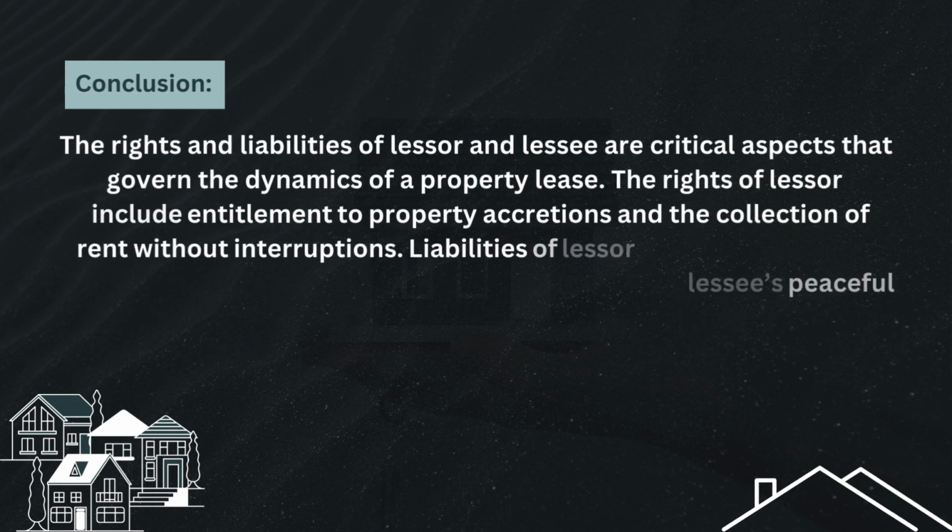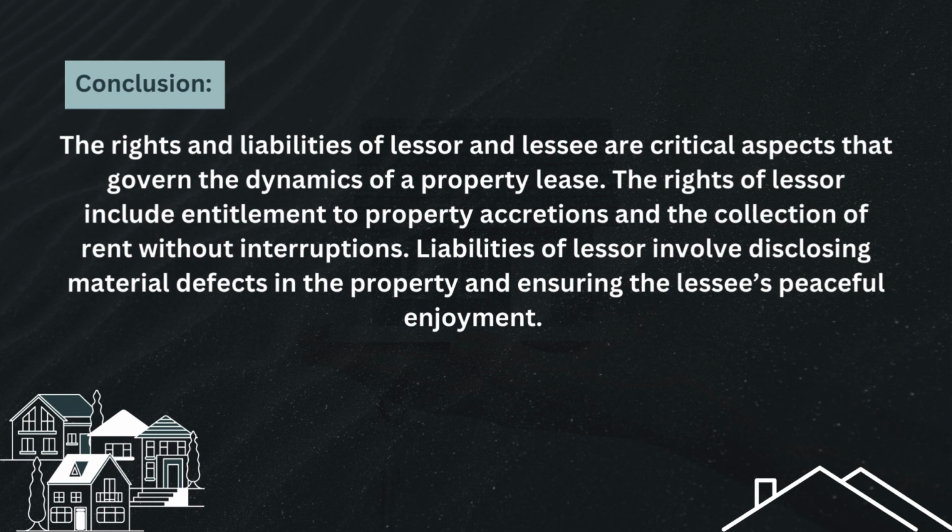The rights and liabilities of lessor and lessee are critical aspects that govern the dynamics of a property lease. The rights of the lessor include entitlement to property, accretions and the collection of rent without interruptions. Liabilities of the lessor involve disclosing material defects in the property and ensuring the lessee's peaceful enjoyment.